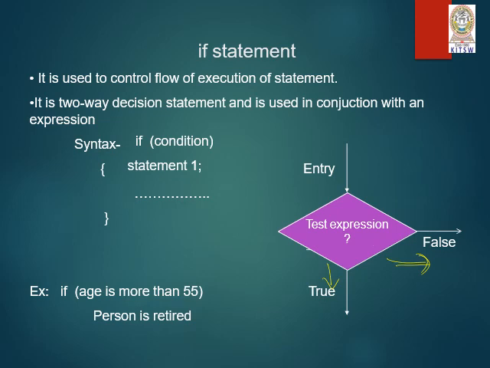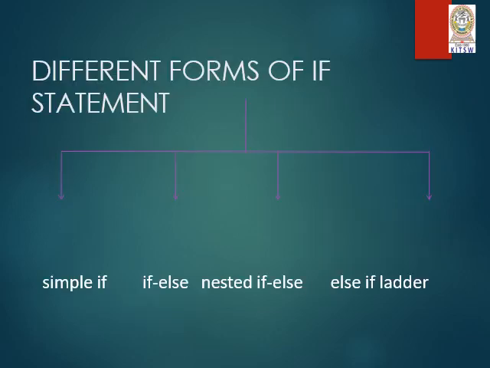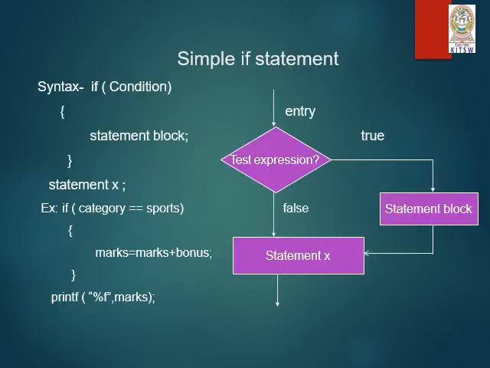And this is the syntax we use. After if, we write the condition in between the parentheses. If the condition is true, it executes the statements which are under the if block. And this is the simple if statement. A condition is there. If it is true, this statement block will be executed. Statement X is nowhere related to the if condition, so it will be executed by default.